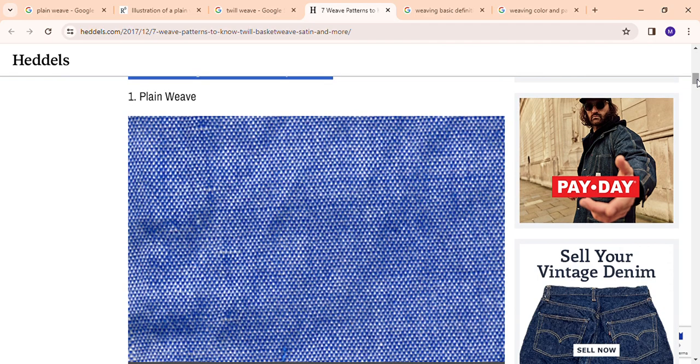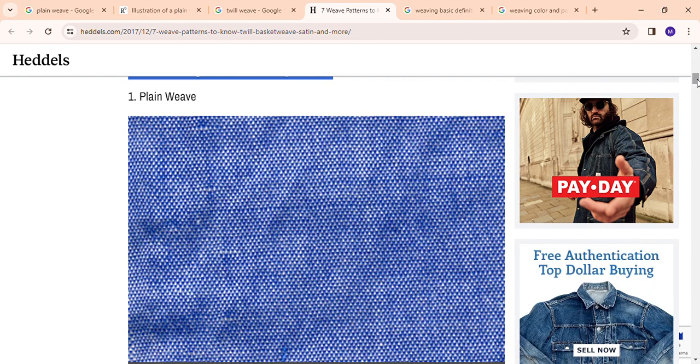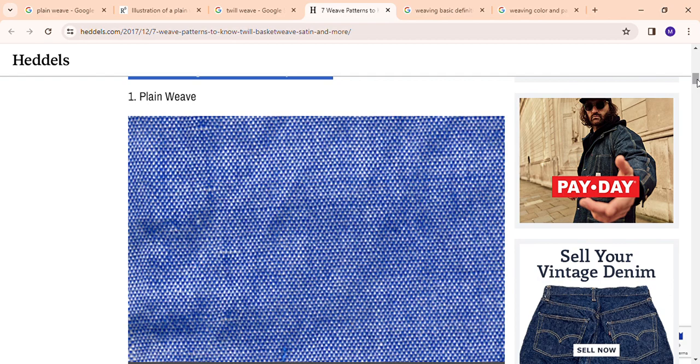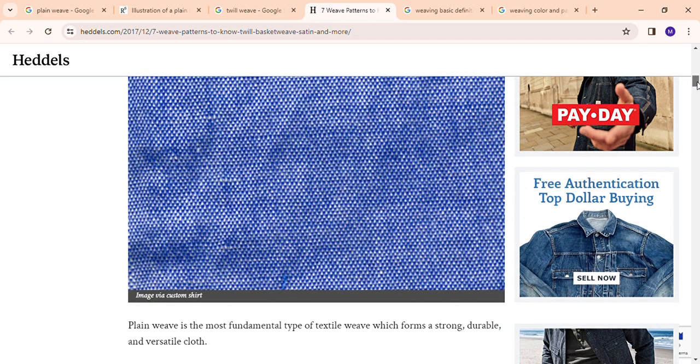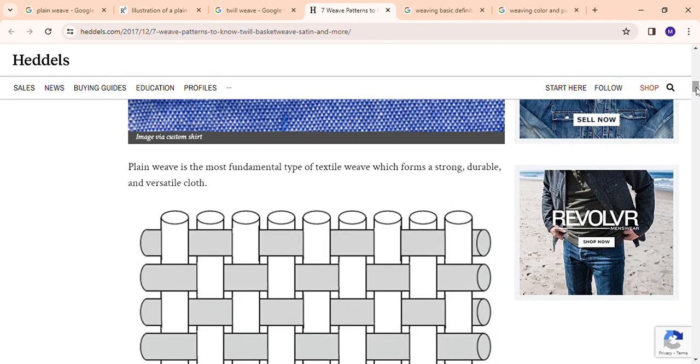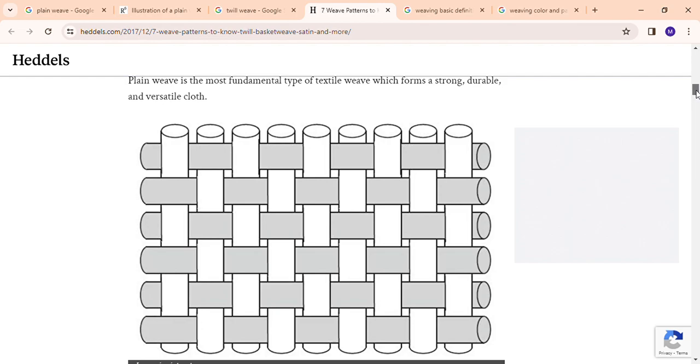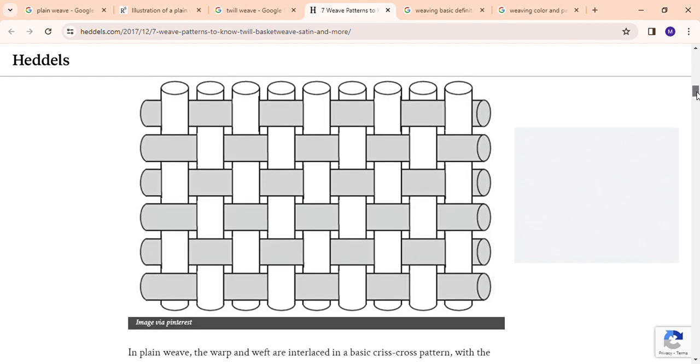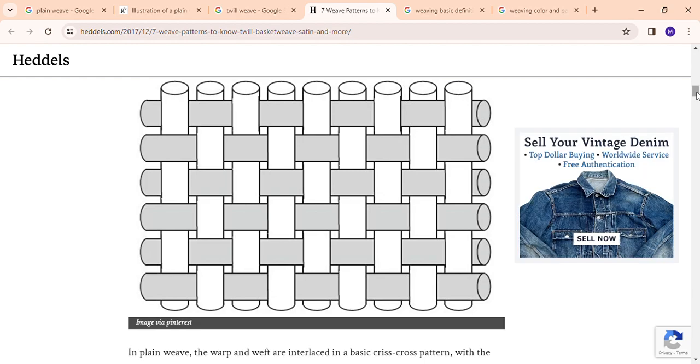Plain weave is a very basic weaving technique which is used on normal lawn, cotton, and linen stuff which we wear in our daily routine. Plain weave is the most fundamental type of textile weave, which forms a strong, durable, and versatile cloth. In this image you can see a close-up graph picture which helps you understand plain weave in a closer lens. I think you can take it as one up and one down.